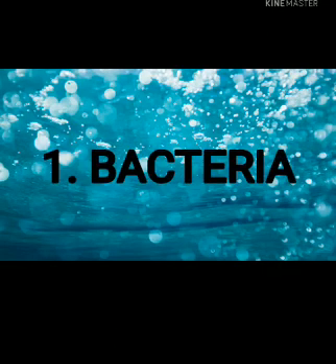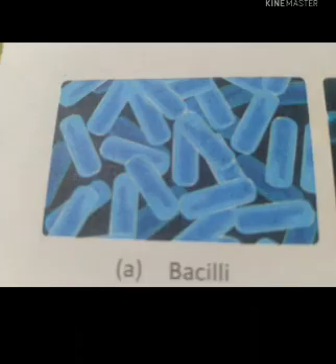The first of the microorganisms are called bacteria. They are unicellular, means they are single-celled. They are the smallest and the oldest organism present on our planet. Different bacteria have different shapes.